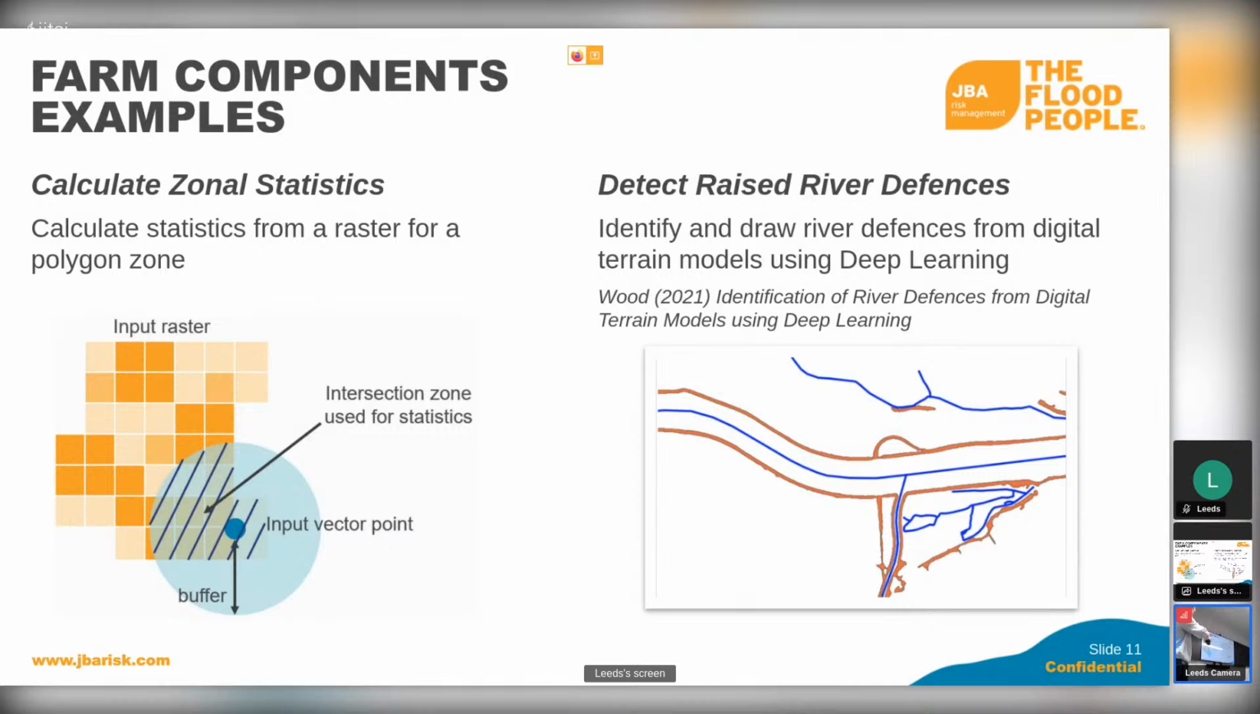For example, the one on the right is another piece of work we did, which uses neural networks and detects river defenses, raised river defenses. So they range in complexity really, but all of them are freestanding and usable on their own.